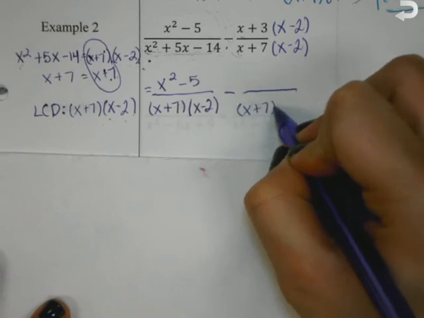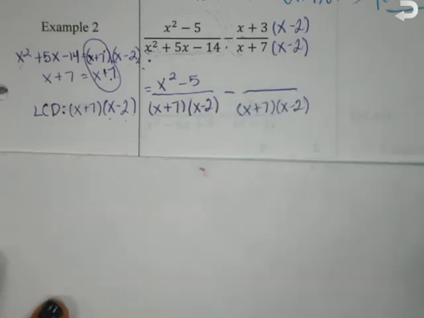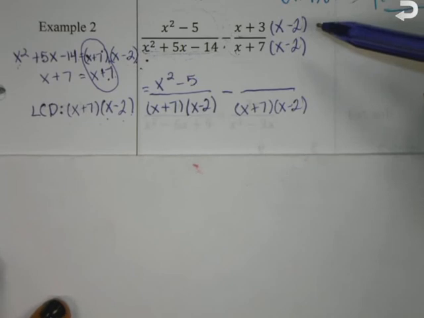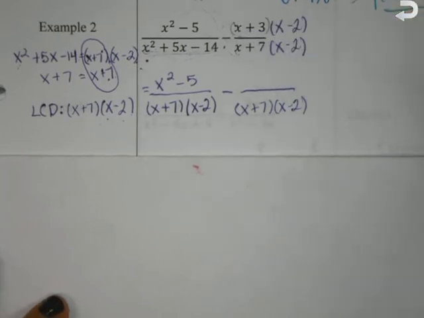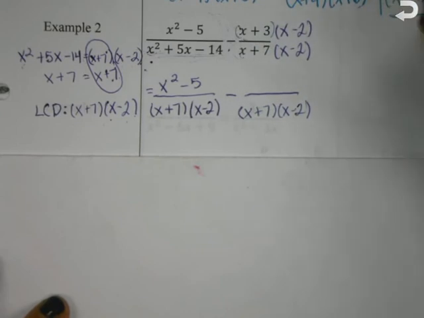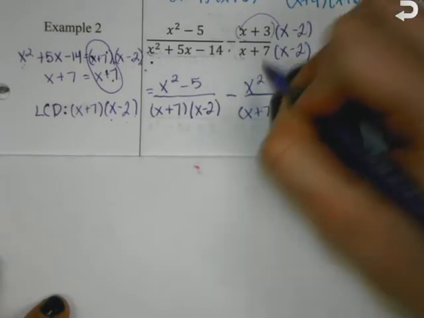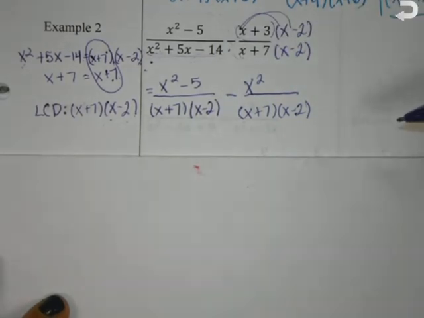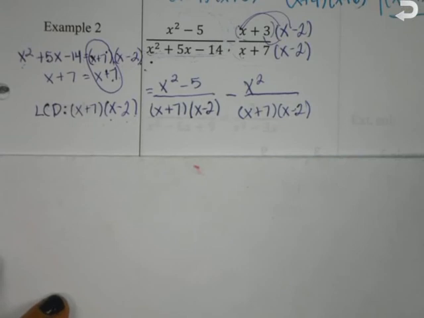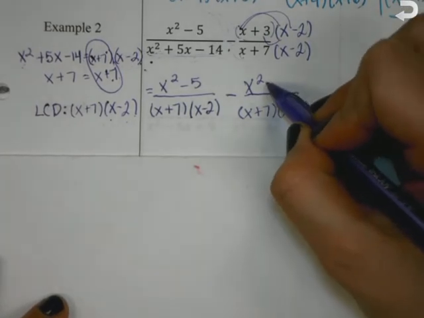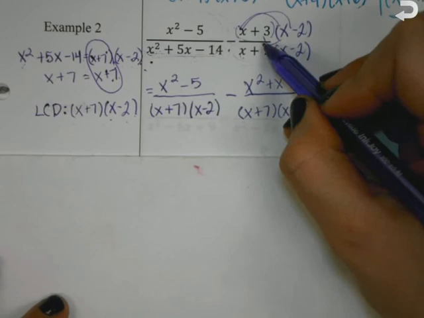And then we need to figure out what goes on top. So if I have x plus 3 times x minus 2, what would I be doing? FOIL or box. I'm going to do it in my head, if that's okay with everybody. x times x gives me x squared. x times negative 2 is negative 2x plus 3x gives me what? Negative 2x plus 3x. Positive x. And 3 times negative 2 gives me negative 6.